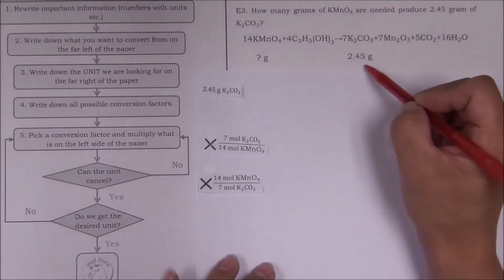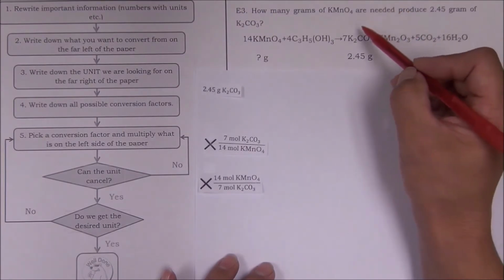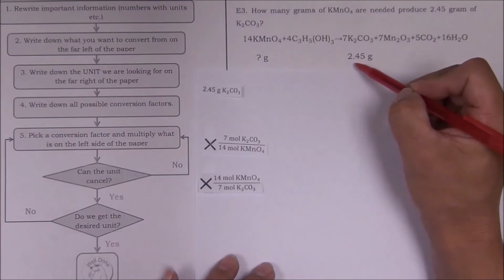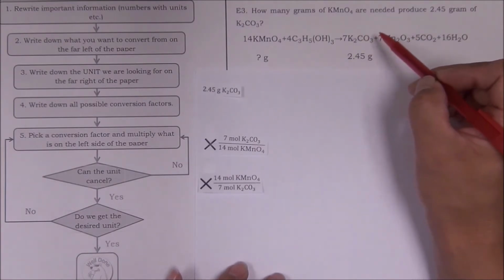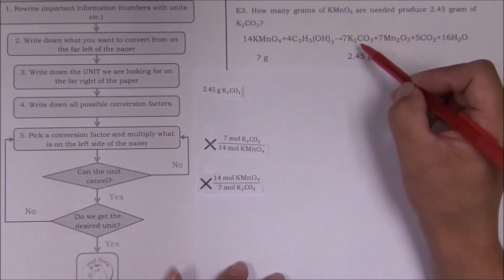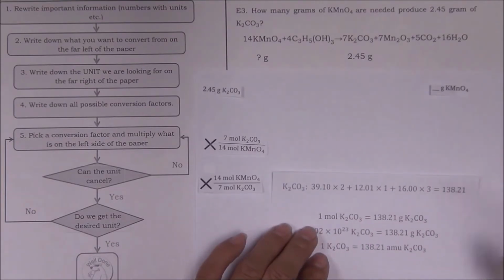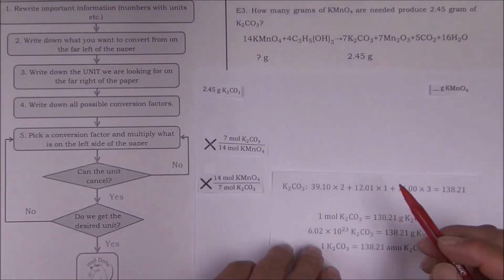Because we want to convert gram into gram, but the balanced chemical equation gives us the moles ratio, we need to find other conversion factors that allow us to convert grams into moles. We already know it is the molar mass of the chemical. To calculate the molar mass of a chemical is very easy.